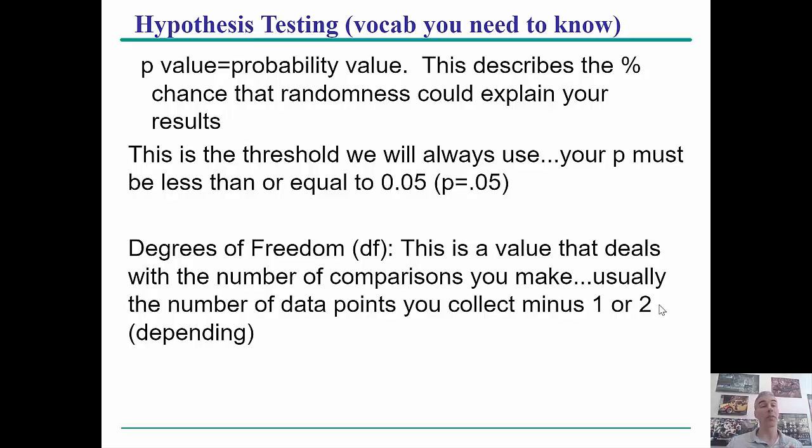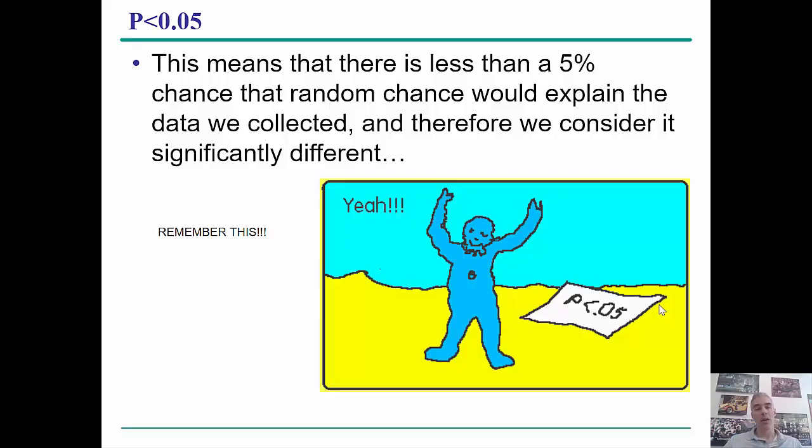The degrees of freedom value depends on the statistic. This value deals with the number of comparisons you make or the number of data points that you have in your data set. It's usually the number of data points you collect minus 1 or 2, depending on the type of test you're doing. For chi-squared, which is the only one you're going to have to know it for, it's always the number of comparisons you're making minus 1, but we'll get into that when we get to that step.